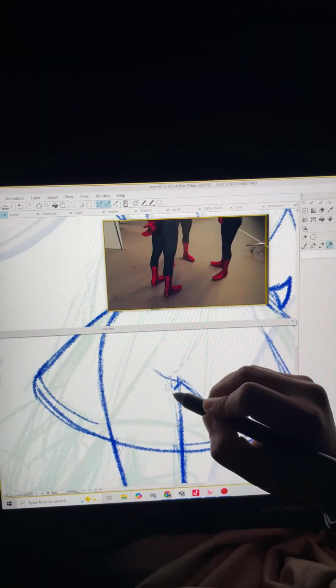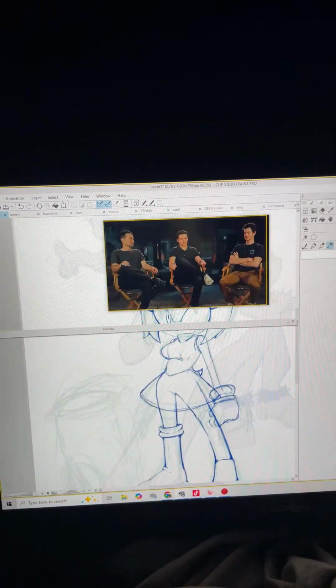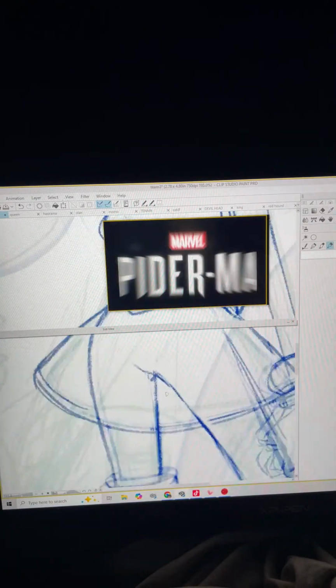But how did we even get to this point where we had two canceled Spider-Man franchises and now might have three separate Spider-Men in their own movies?